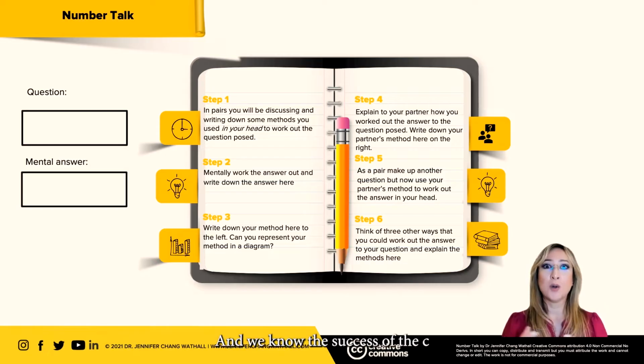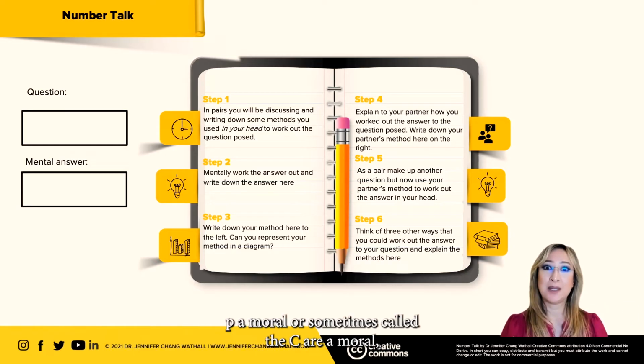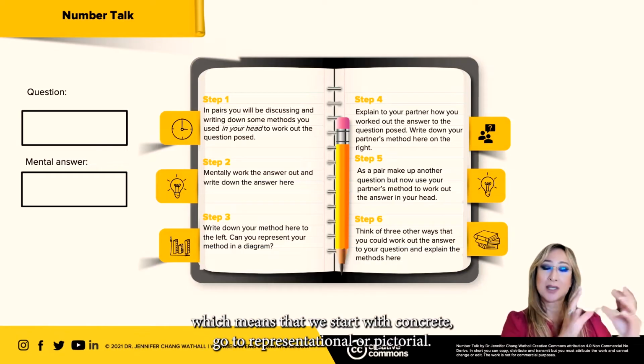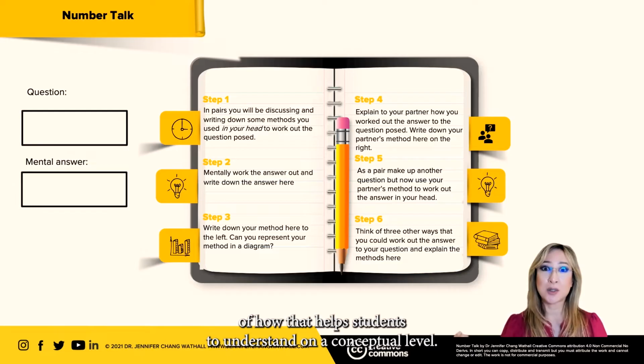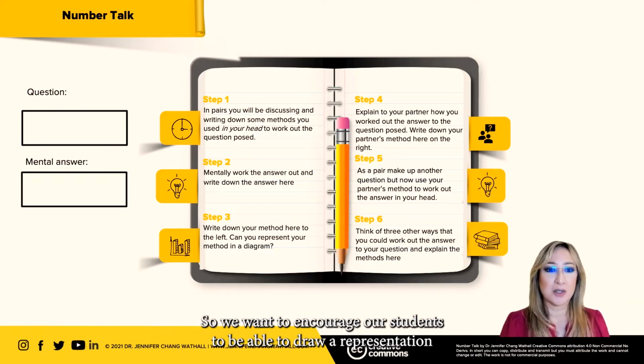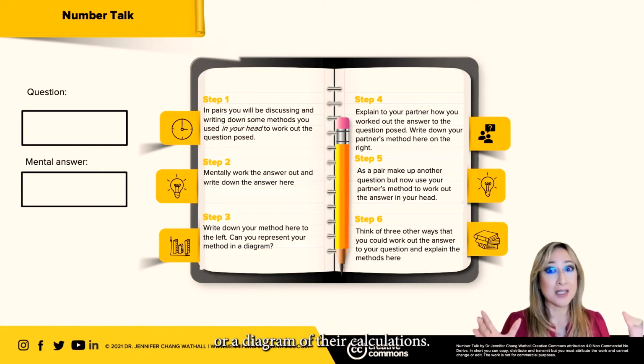And we know the success of the CPA model, or sometimes called the CRA model, which means that we start with concrete, go to representational or pictorial, and then we move into abstract. We know the importance of how that helps students to understand on a conceptual level. So we want to encourage our students to be able to draw a representation or a diagram of their calculations.